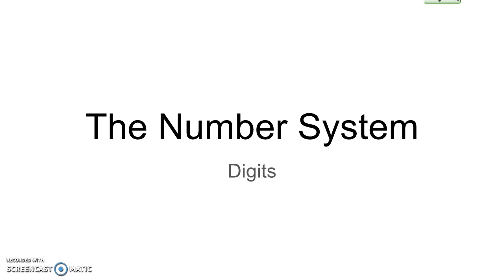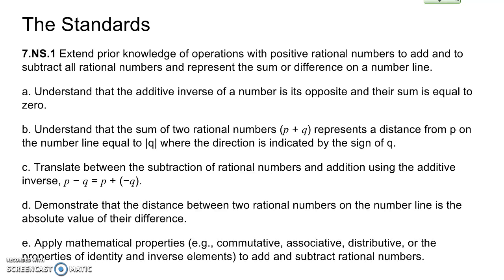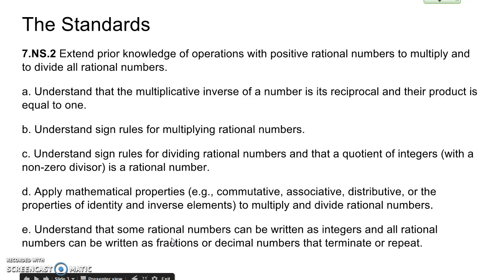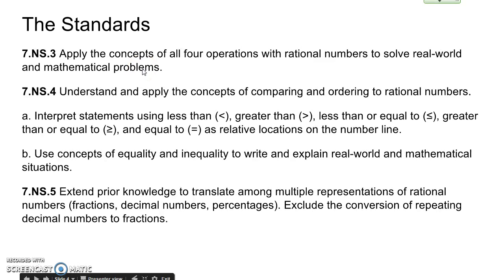Number system review. I want us to quickly look at the standards that y'all have to know so that you know what's expected of you on SC Ready. You're going to have to be able to add and subtract all rational numbers. This just kind of says more about that. You're going to have to be able to multiply and divide all rational numbers. You're going to have to be able to apply the concepts of all four operations, adding, subtracting, multiplying, and dividing with rational numbers to solve real-world problems.